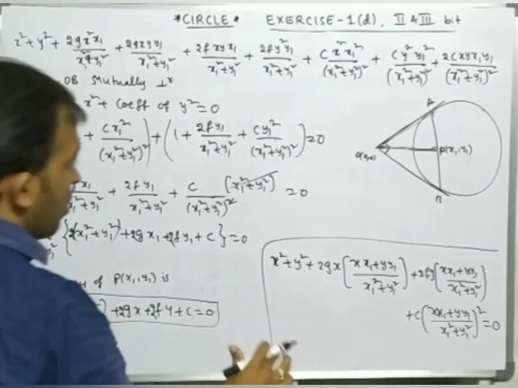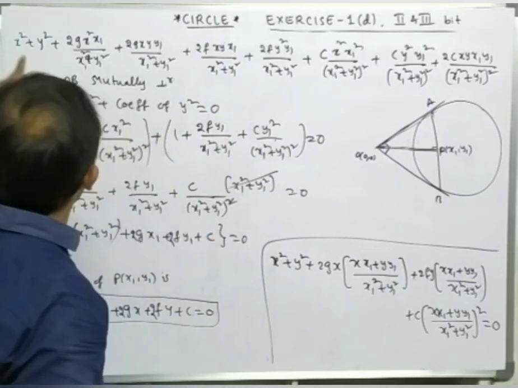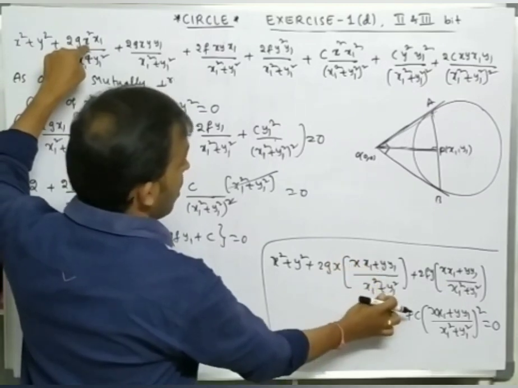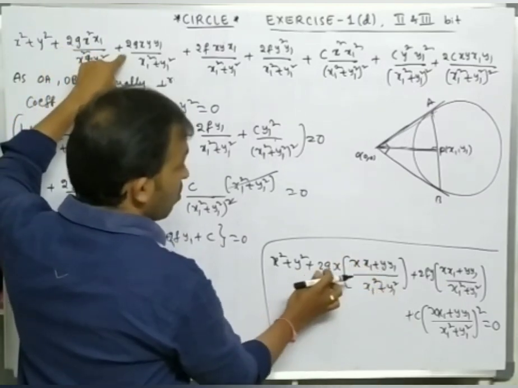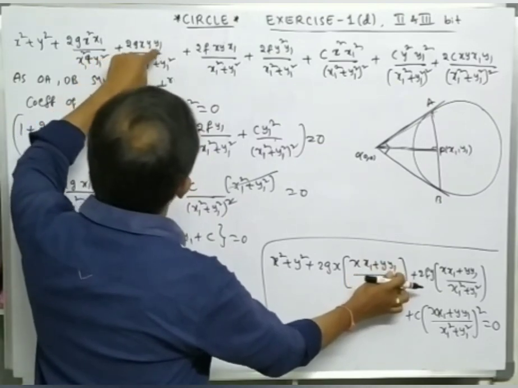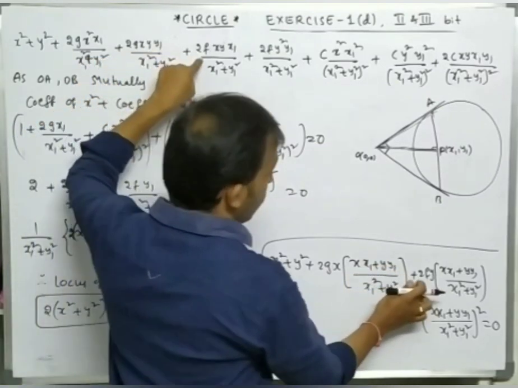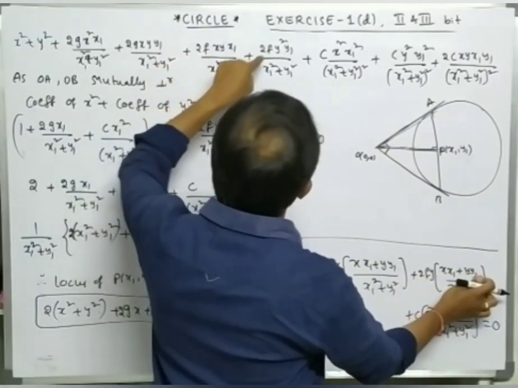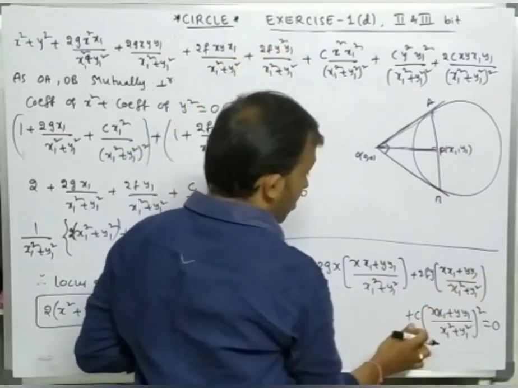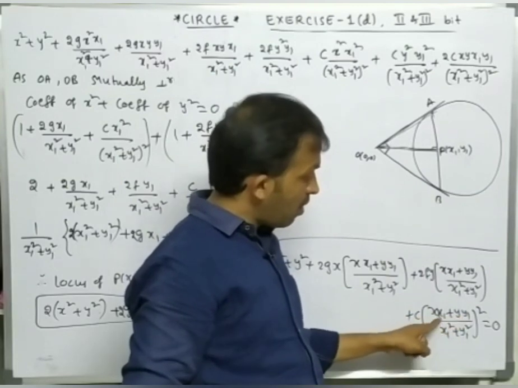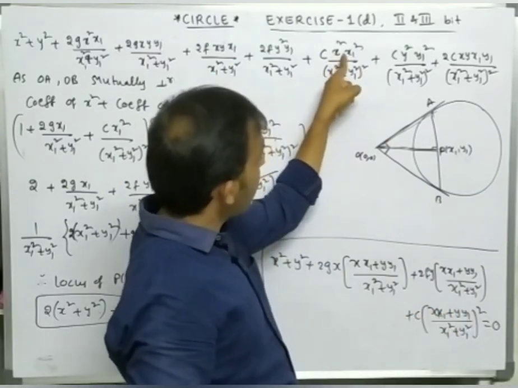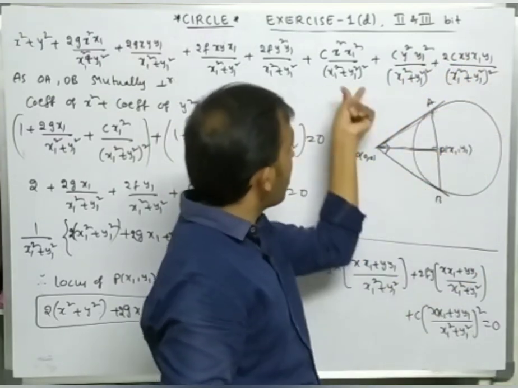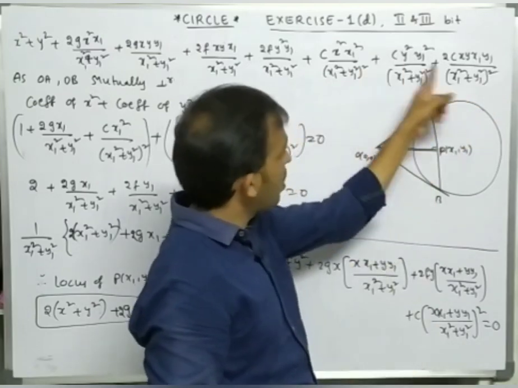Next, after simplification, this equation we will get: x square plus y square plus 2gx into x1 by x1 square plus y1 square, plus 2gxy into y1 by x1 square plus y1 square, 2fxy into x1 by x1 square plus y1 square, 2fy square into y1 by x1 square plus y1 square, c into this is of the form a plus b whole square, that is a square plus b square plus 2ab, by (x1 square plus y1 square) whole square, to each and every term, c also with each and every term.